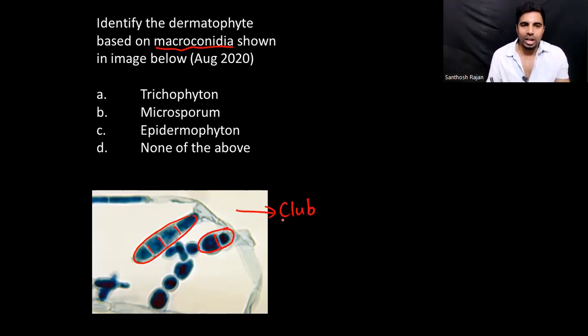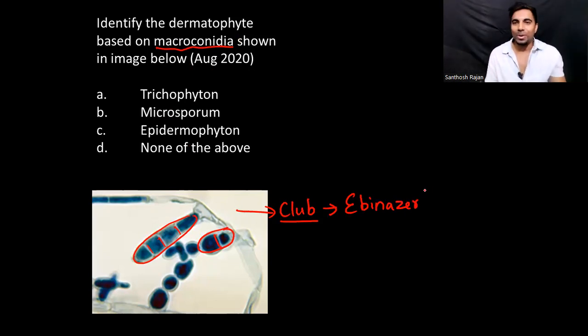Who is the owner of a club? Ebenezer. See, in the South, whenever you go to Kerala or Tamil Nadu, the club owner, usually his name is Ebi. The pub and the club, for drinking parties. So the owner will usually be Ebi. So Ebi has the club. So if club, then Ebi, meaning Epidermophyton. You got it? Epidermophyton, right?